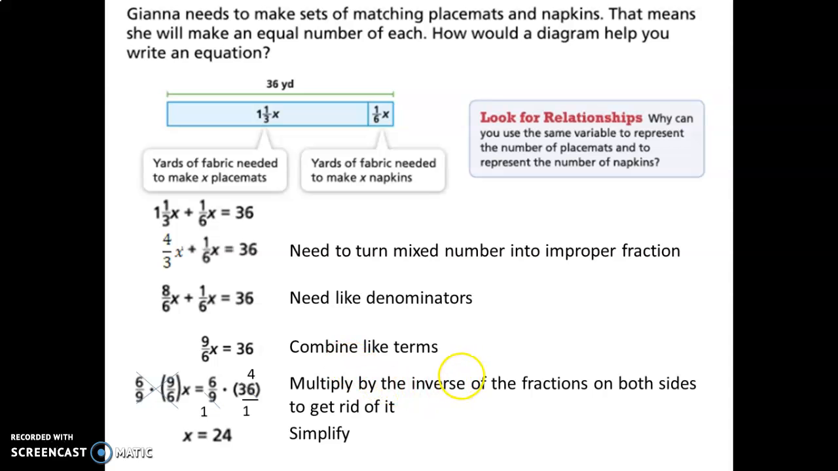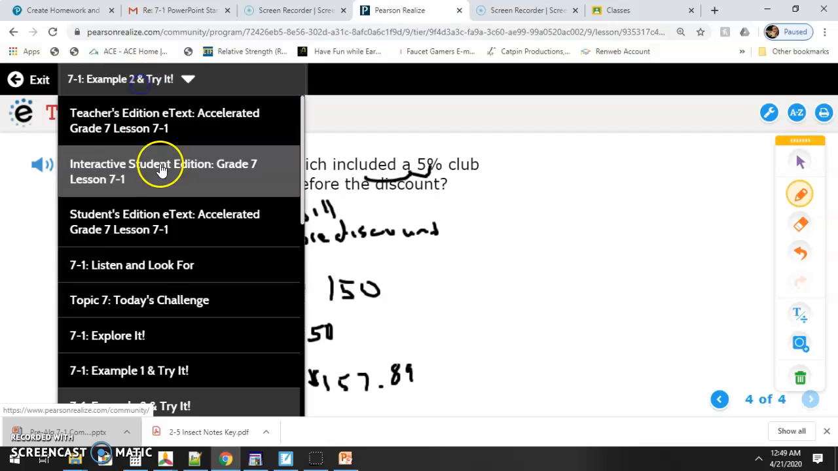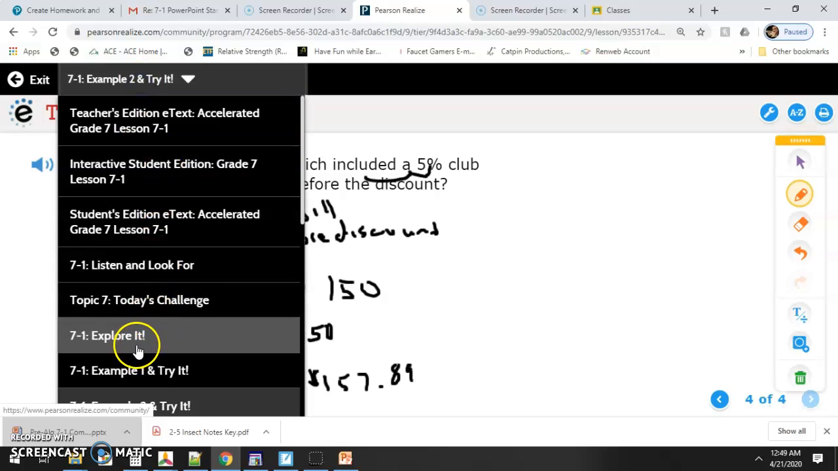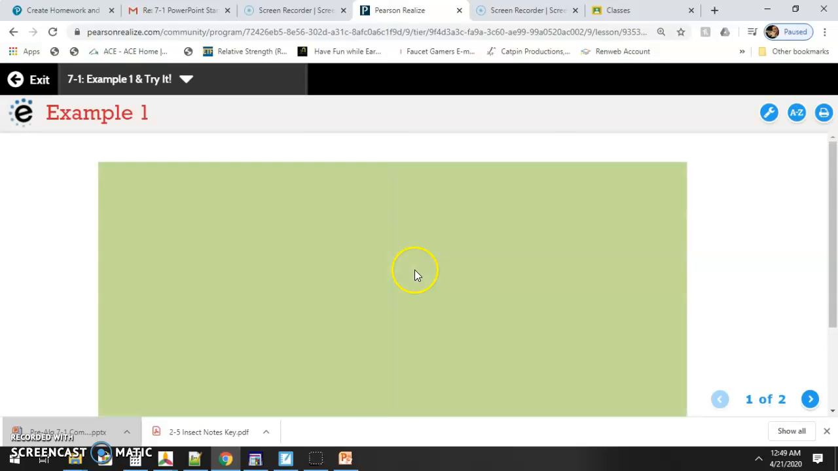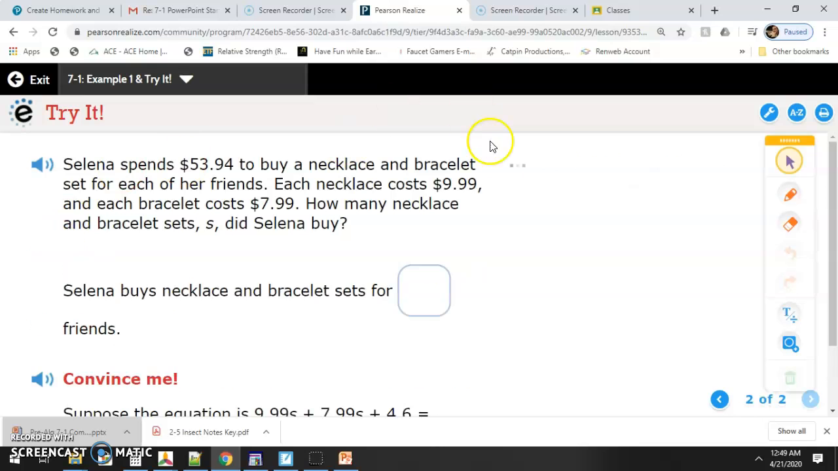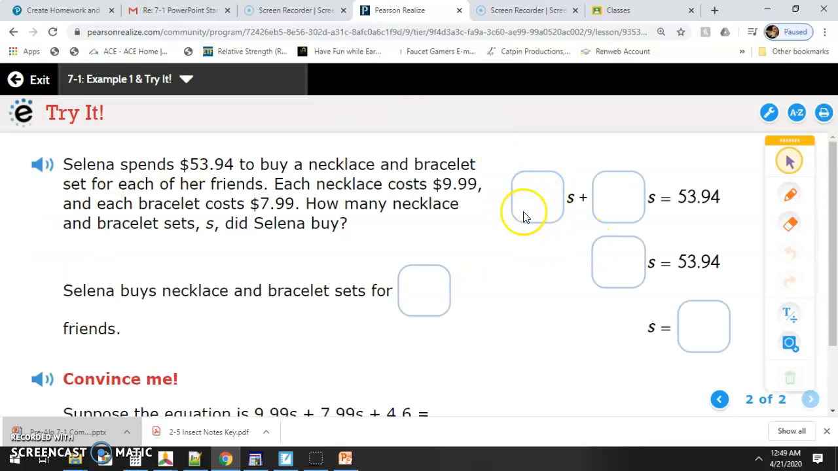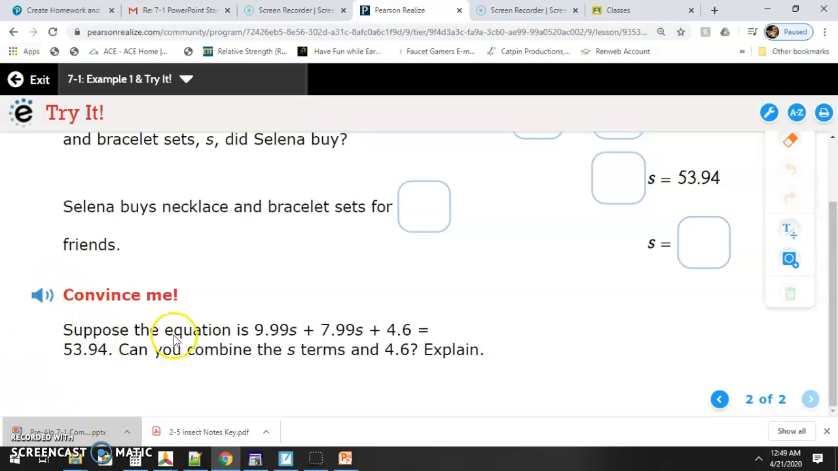Let me look at one other problem real quick that I know that I want to go over with you, and it's on Pearson here. It's one of the try-its. It's example 1 try-it. So let's get to the try-it. There we go. This one here is just kind of like the other one, but I want to look at the convince me problem here.